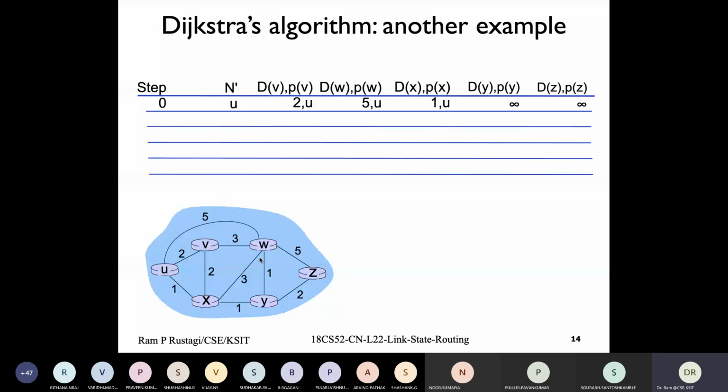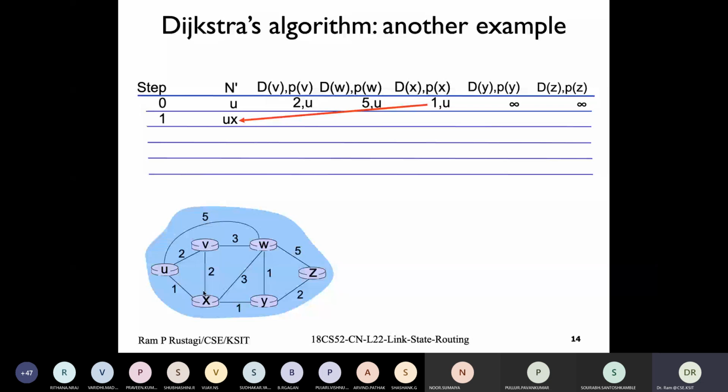And then update again and again. Work it out, and say you pick this one, update the U. So my minimum is X. I add X to N prime, it becomes UX. And from X, I have a path to V, a path to W, a path to Y, and a path to Z.